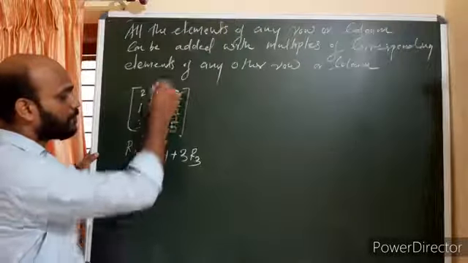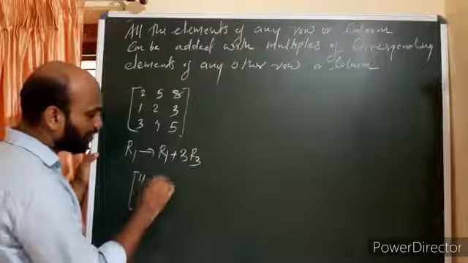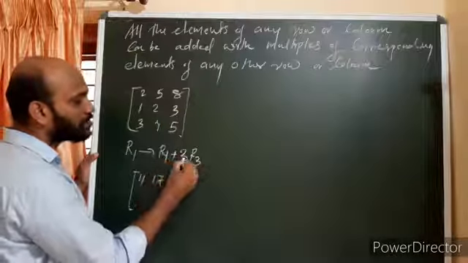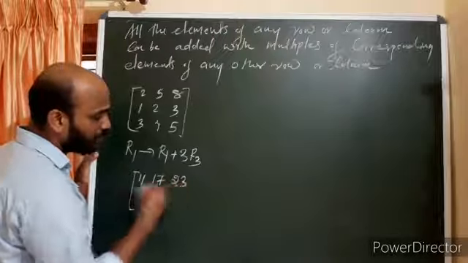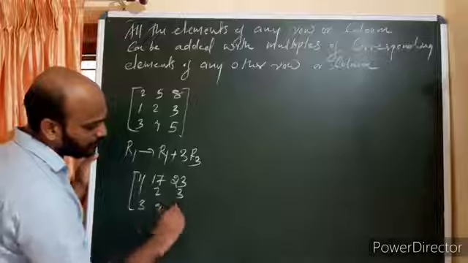5 changes to 5 plus 3 into 4, that is 5 plus 12, equal to 17. 8 changes to 8 plus 3 into 5, 8 plus 15, that is 23. Second row and third row will be same.